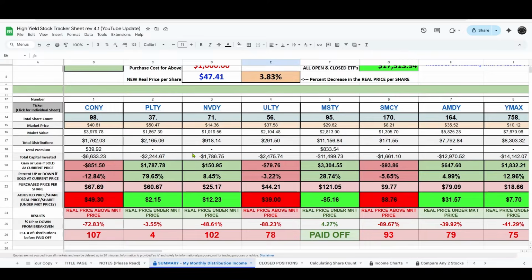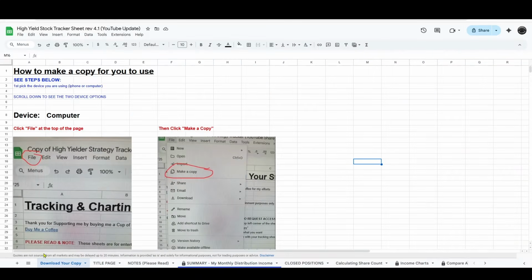And whenever you do click that link, it will be a view-only copy, and you'll just simply follow the instructions right there on that first tab of download your copy, and you'll just simply click the file, make a copy, right? Pretty simple, as the one that you do download from Discord will be view-only, and you'll have to make that copy so that you can enter in and make adjustments to that sheet and enter in your own ETFs that you do have, along with your purchases and distributions.